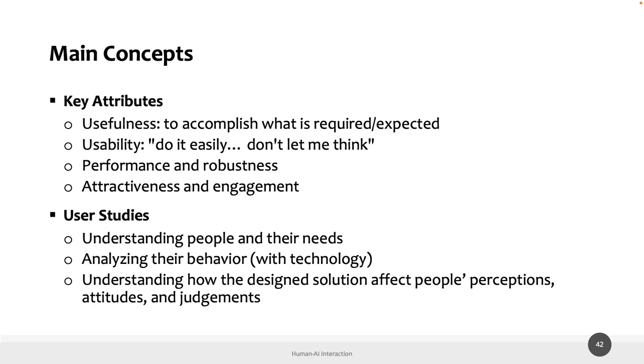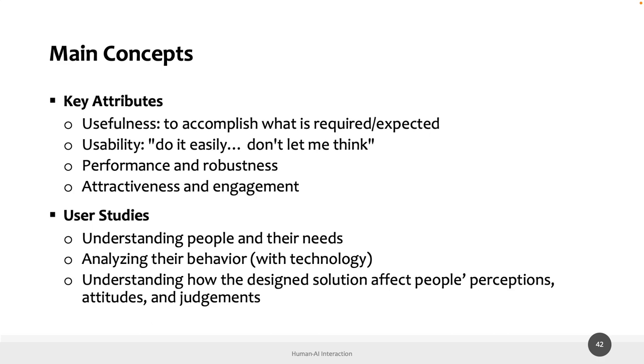And so these are more or less the key attributes in general on any interactive system: usefulness, usability, hopefully the fact that the system will be used, and then the right performance, the right robustness for the task at hand, and attractiveness and engagement to continue probably to use the system. And these are key attributes in general.